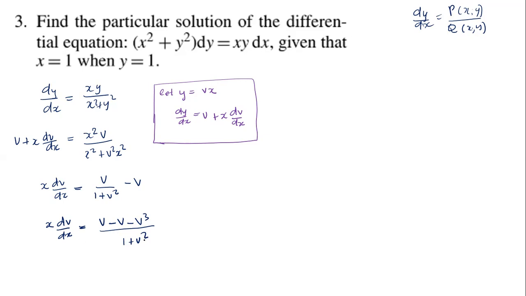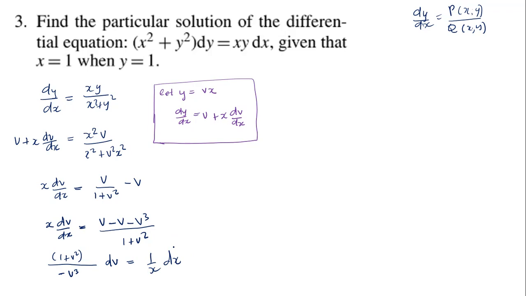Now I'm going to multiply by the reciprocal of this on that side so that I can separate my variables. Doing this, here I'm going to have 1 plus v to the power of 2 divided by this, v subtract that v, and I'm going to be left with negative v to the power of 3 dv, which will be equal to, on this side, 1 over x dx. Now I have separated my variables.